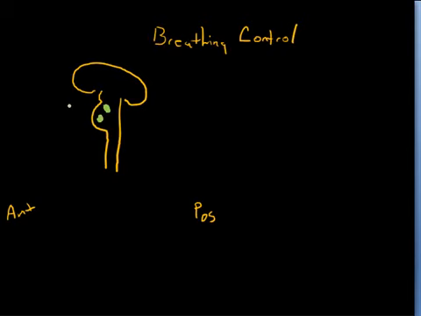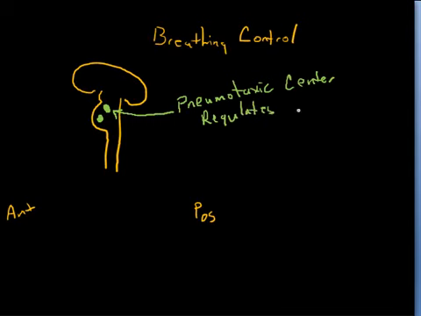Okay, this first center up here is called the pneumotaxic center. So I'm going to draw an arrow. This is called the pneumotaxic center. This is located in the pons. This one helps to regulate breathing rate.